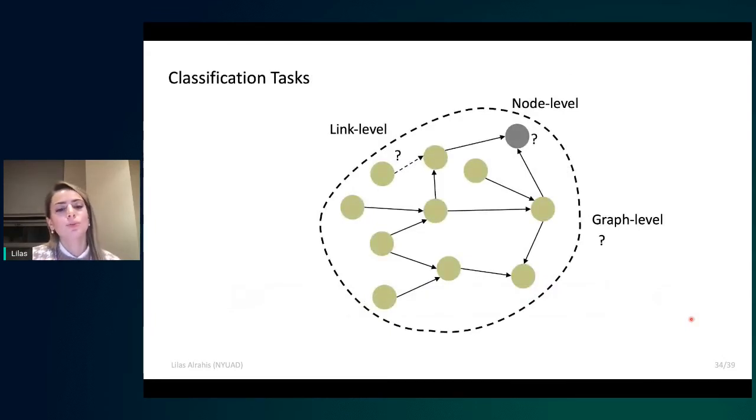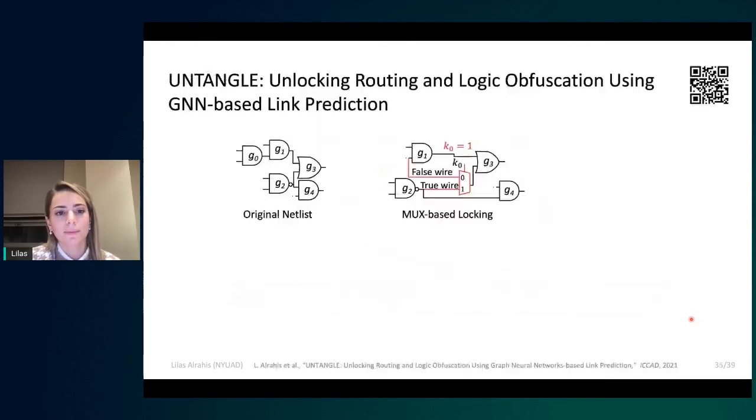Now I'm going to move to the discussion of the link level tasks. You have now seen two different ways to implement logic locking: the provably secure logic locking and the XOR/XNOR locking. One observation we made about XOR/XNOR locking is that it leaks the secret key, right? This key gate itself holds information about the secret key.